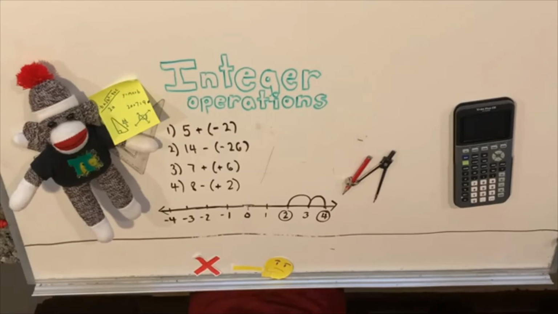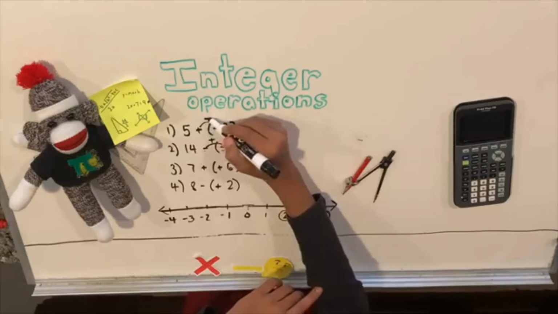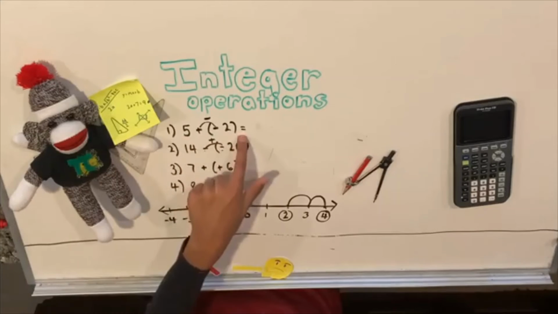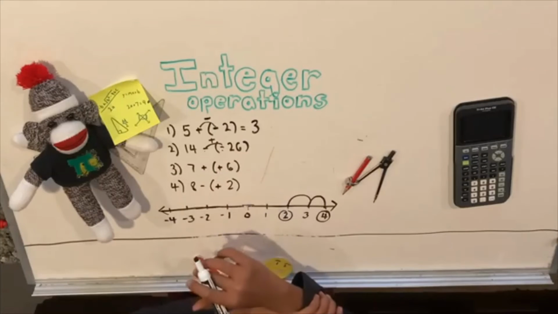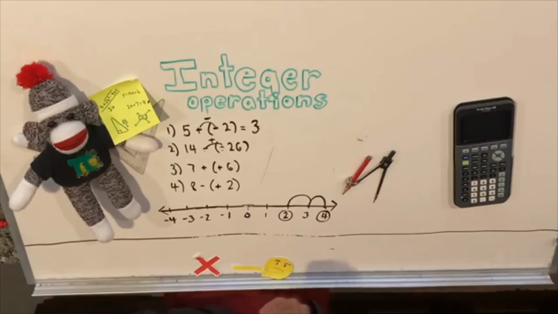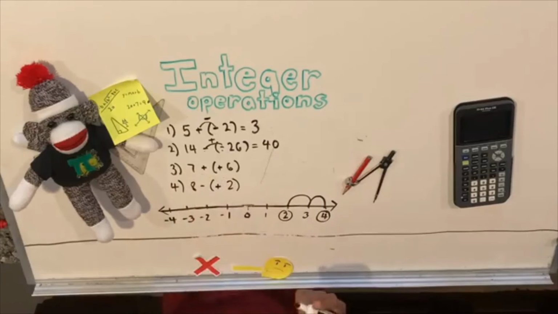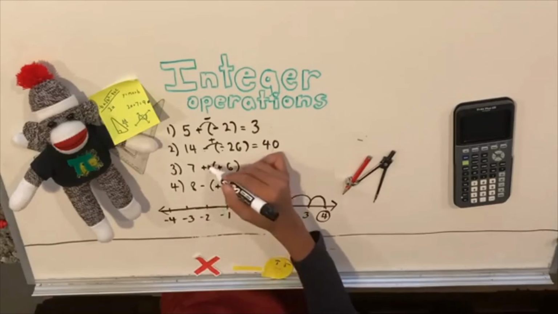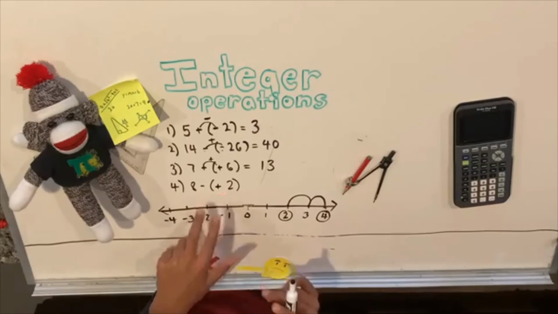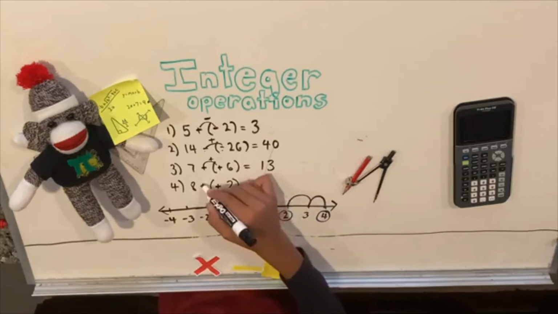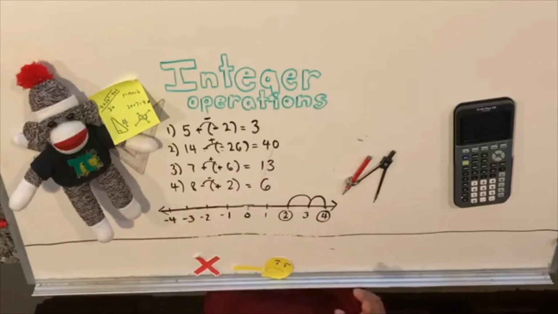Okay, so 5 plus negative 2. The plus and the minus form a minus. So 5 plus negative 2 is just going to be 5 minus 2, and that's going to give us 3. The two minuses are going to form a plus, so we have 14 plus 26, that's going to give us 40. The two pluses are going to give us a plus, that's going to be 7 plus 6, which is equal to 13. And the minus and the plus are going to give us a minus. So 8 minus 2 is equal to 6. So these are the answers.